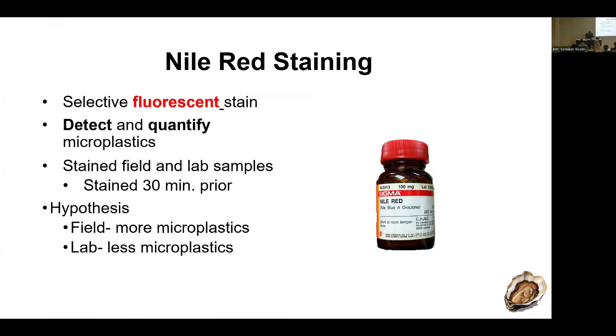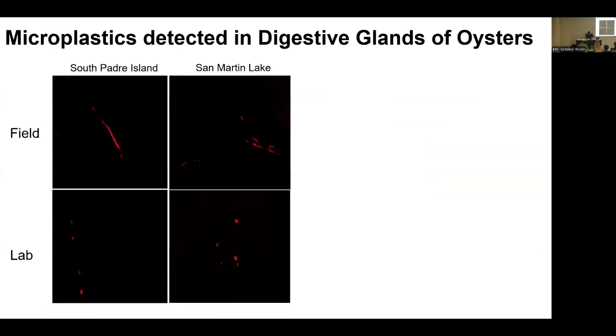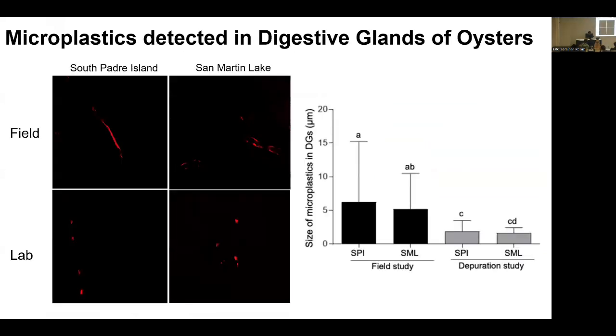The hypothesis would obviously be that the field has more microplastics than the lab, because the lab animals were able to have that recovery period for 2 weeks, right? Here, you can't really see them, but the field is on the top and the lab is on the bottom. The field had larger pieces compared to the lab, as we can see in the results. Again, lab is depuration, so the size of microplastics had a significant decrease.